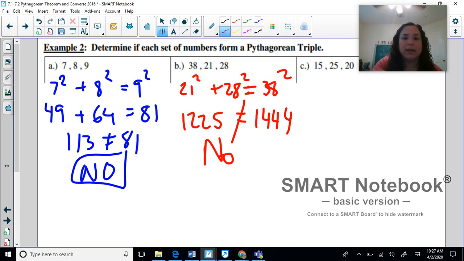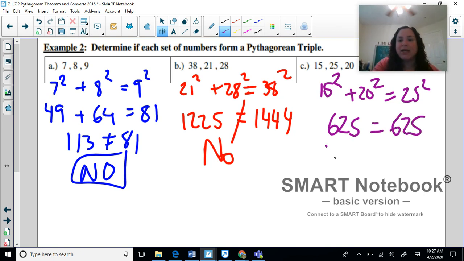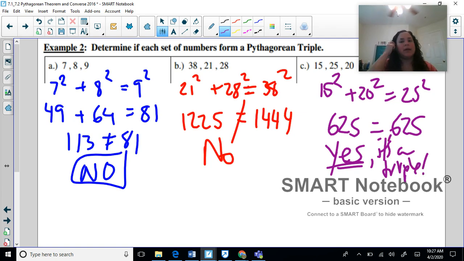In part C, we're going to plug in 15 as our a, 20 as our b, and 25 as our c. 15 squared plus 20 squared gives us a total of 625. When we square 25, it also gives us 625. So in this case, we're going to say yes, this is a winner. It's a triple. And so that's how you check to see if a set of three numbers is a Pythagorean triple.